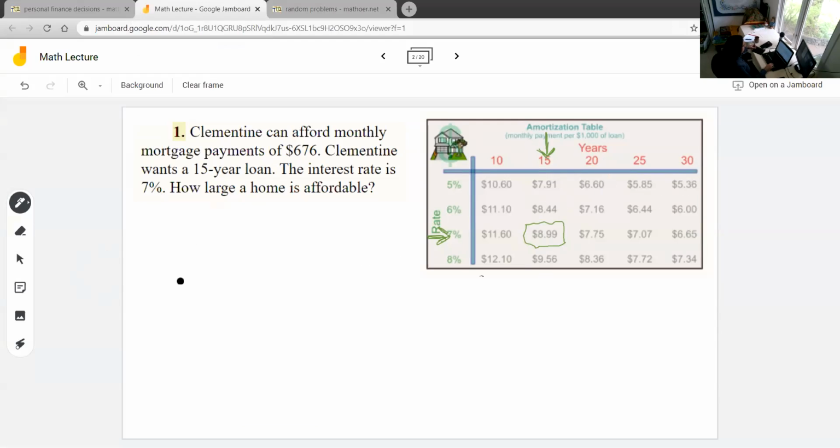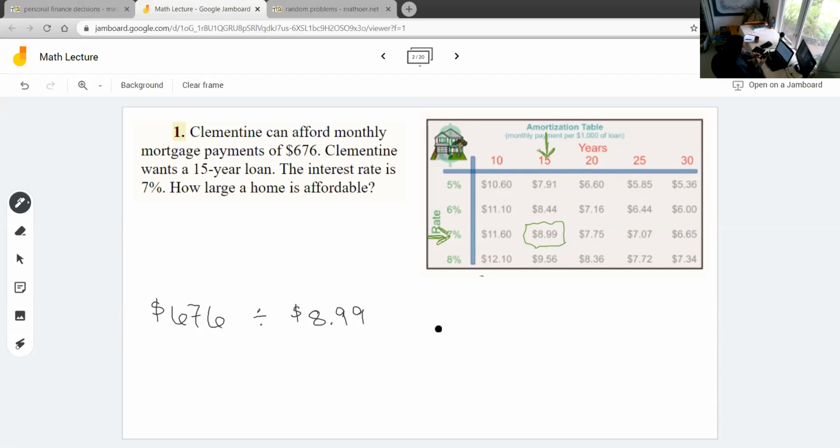So imagine that she shows up at the bank with a suitcase with $676 of cash in it. And she says, here's $8.99. And the bank says, great, have $1,000 of mortgage. And then she says, here's another $8.99. And the bank says, now you're up to $2,000 of mortgage, and so on. They keep doing that until she runs out of money in her suitcase. So how many times does $8.99 fit into 676? That's what division does.